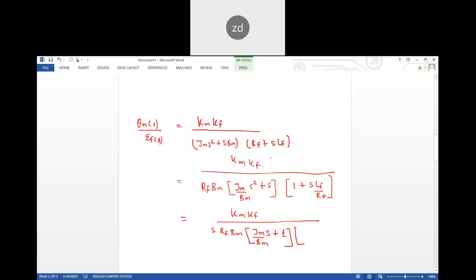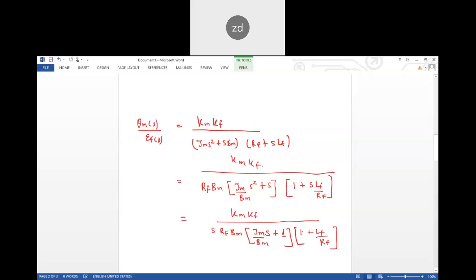In the case of this Rf term, it was 1. If I've taken the term S outside, it will become Lf by Rf. And it becomes 1 plus Lf by Rf. So if you carefully analyze, this thing here can be written in this form.